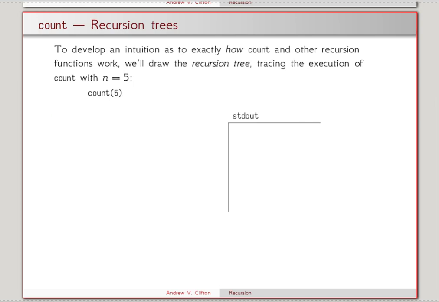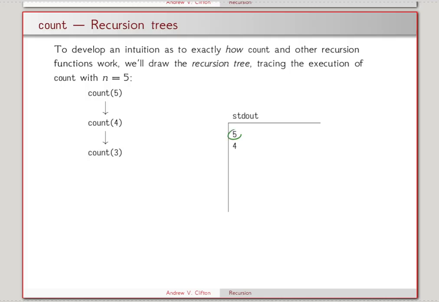Well, to develop an intuition, we'll dig into how this really works in a little bit here, but we're going to draw the recursion tree, which is kind of like a picture of what happens when we run the count function or any recursive function for its particular parameter here. So we're going to call the count function with n equal to 5 and see what happens here. So when I call count 5, that calls count 4.